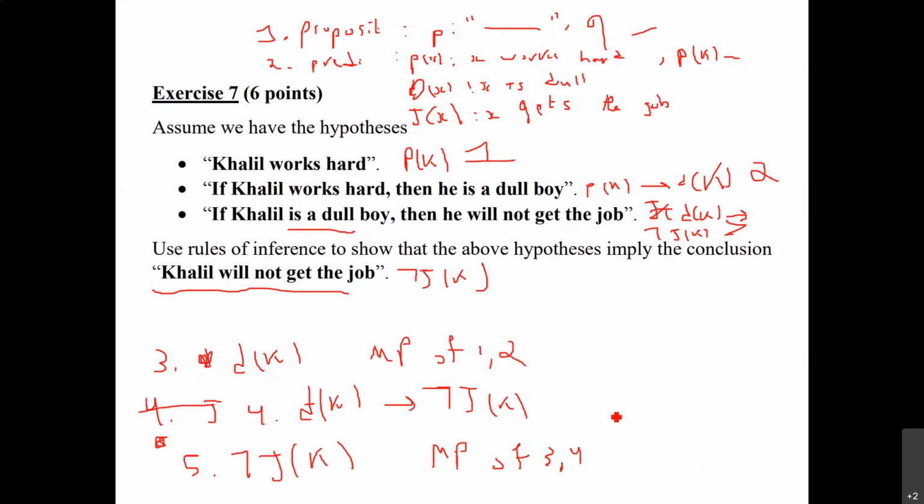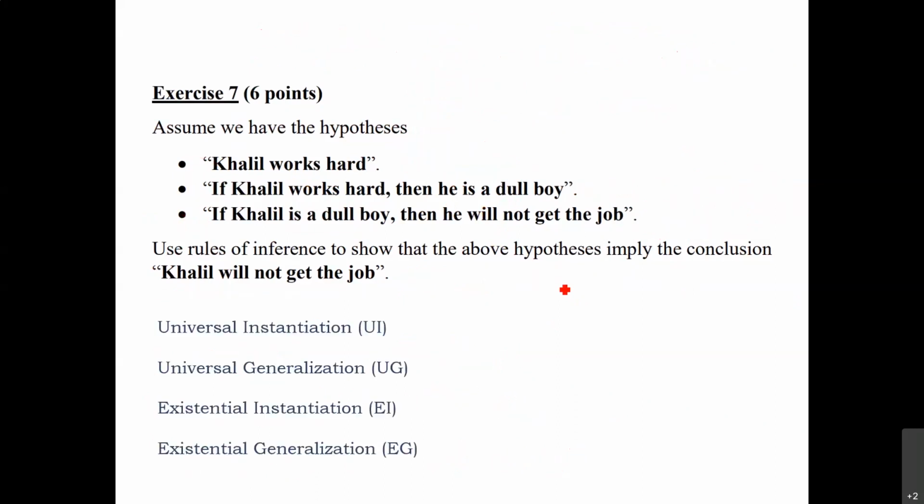The third way you could have done this is just reading the English. You could have said, hey, Khalil works hard. We have this given, it's true, and we have this given. So we can conclude by modus ponens of these two that Khalil is a dull boy. And then Khalil is a dull boy, and you have this, so you can conclude that he will not get the job, just directly saying it because it's in English. But I wanted to give a taste of actually using predicates because of these 4 ideas.